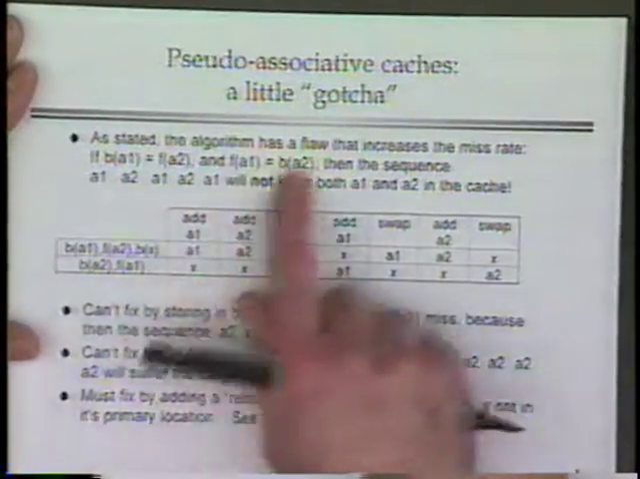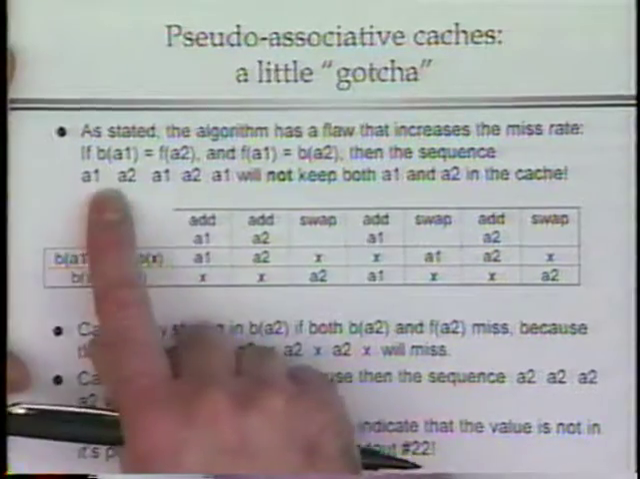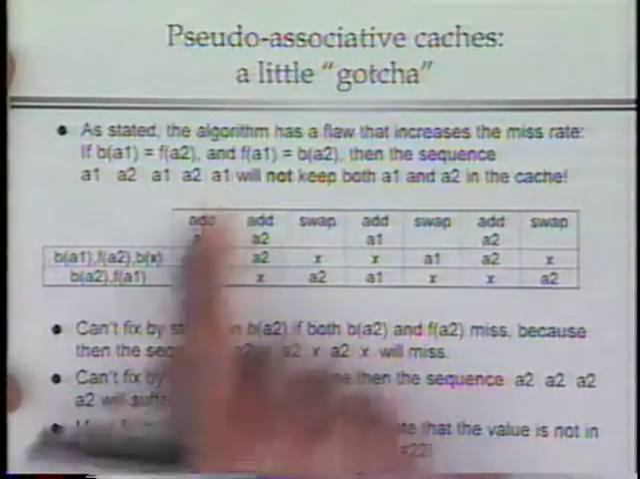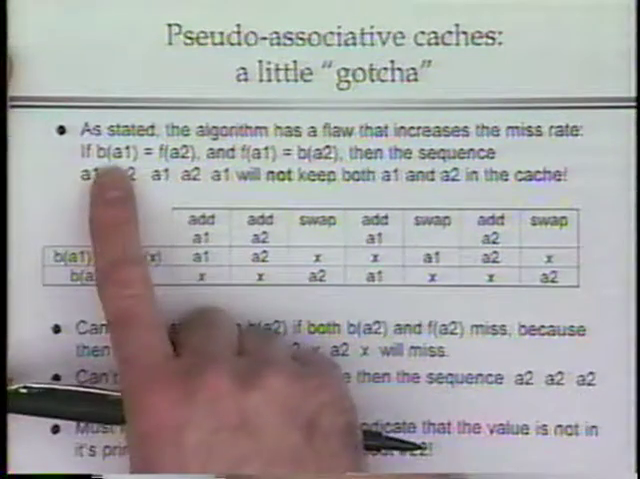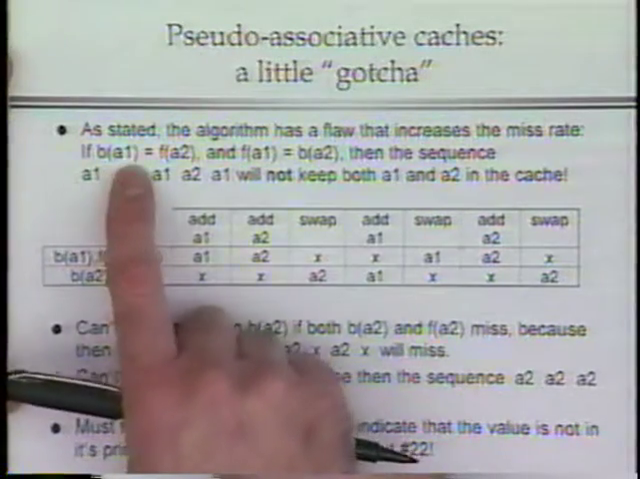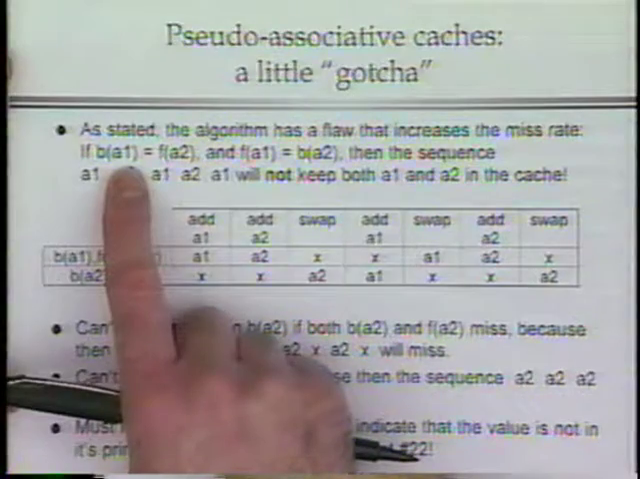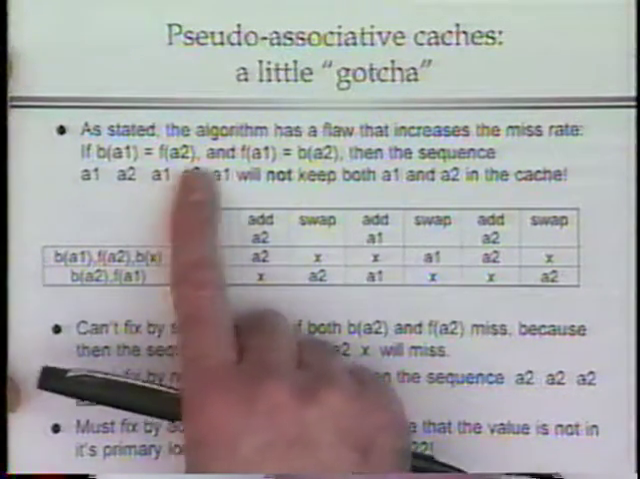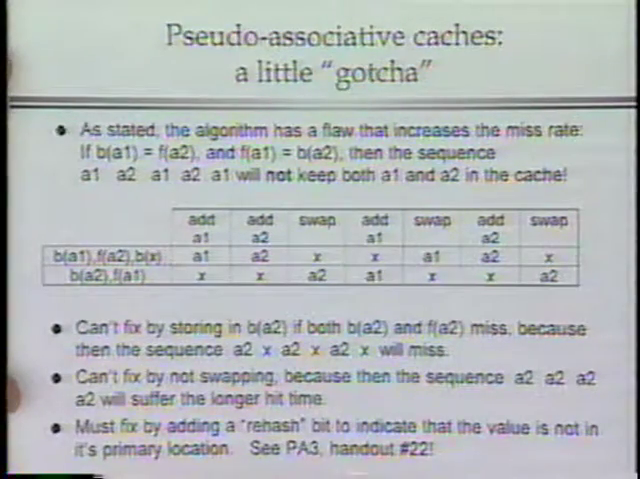As stated, that algorithm has a flaw in a very simple case where you try to reference alternate addresses, A1, A2, A1, A2, which is exactly the case where you want this pseudo-associative cache to work like a two-way set associative cache. It doesn't work. Let's say that the first lookup location for address A1 is the same as the second lookup location for address A2, and vice versa, which will of course be the case if we're doing this flip the most significant bit case.